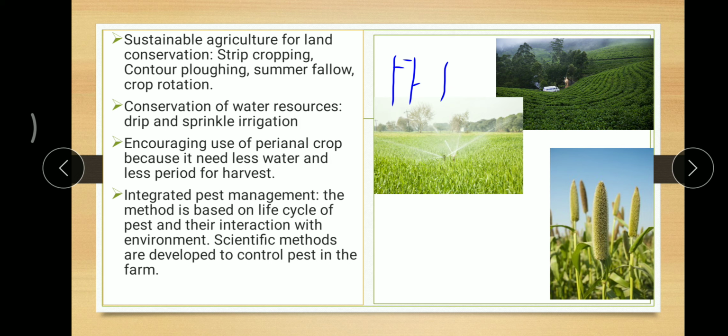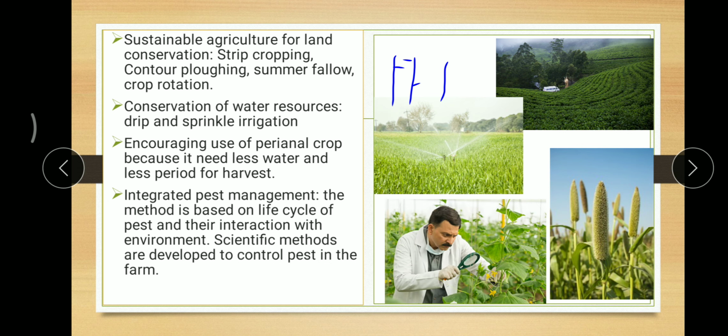So every season, different types of crops will be taken. So perennial crops will help to give good agricultural production and it will help the farmer. And another thing is that perennial crops need less water and can be harvested in a shorter period, so it is one of the benefits for the farmer.